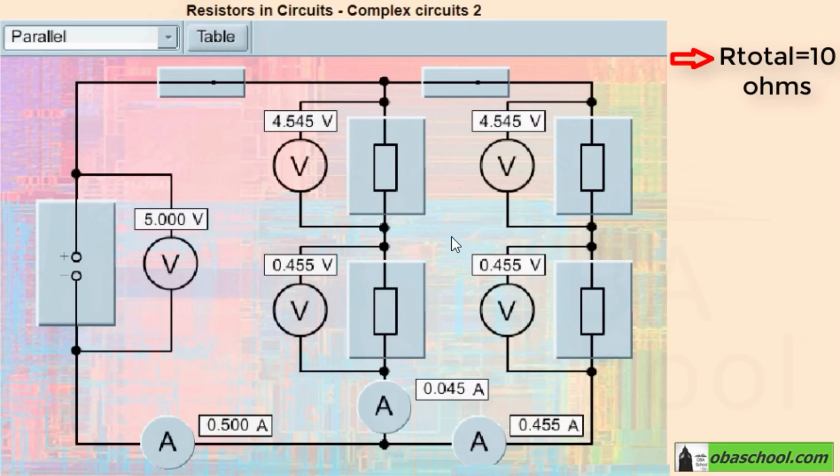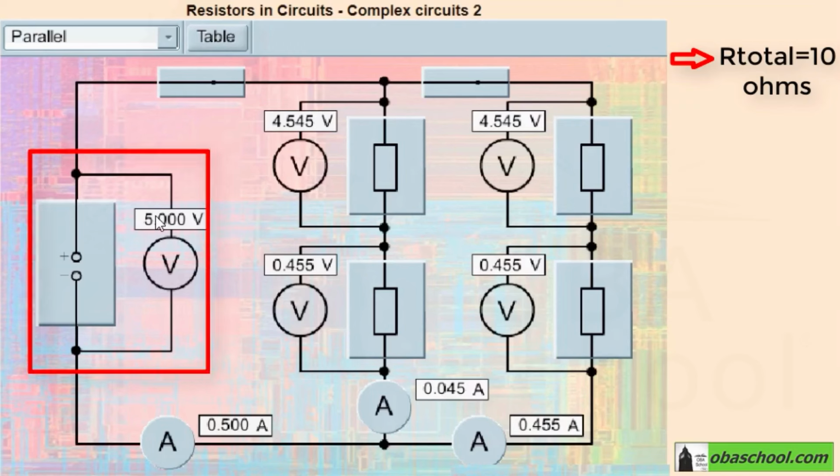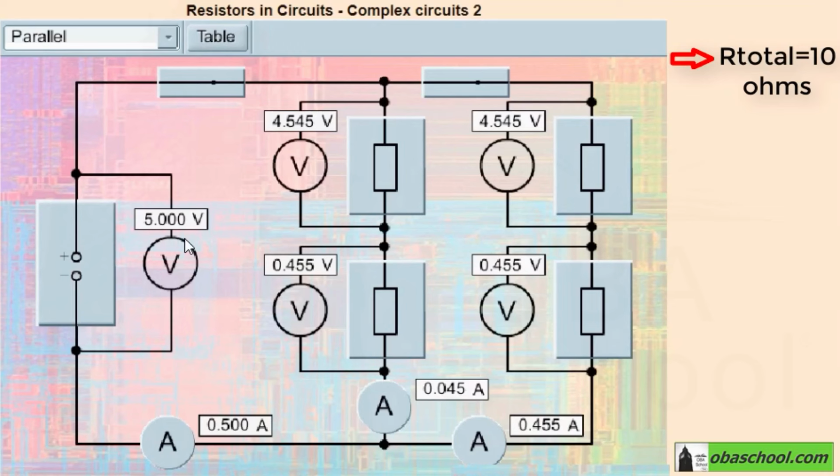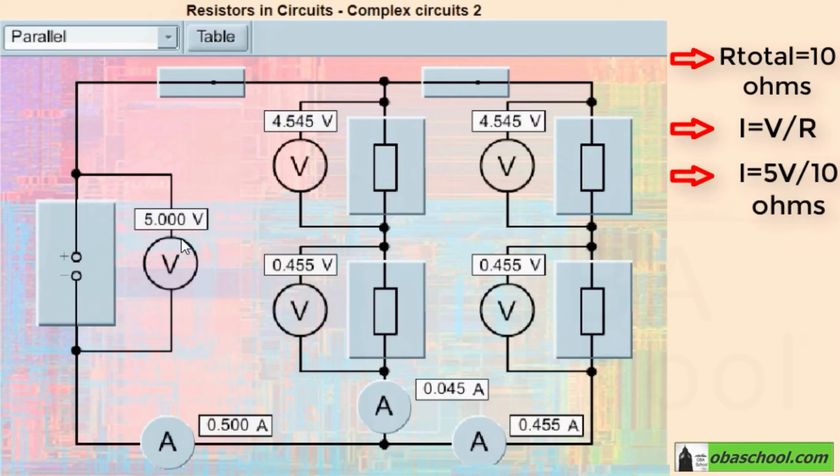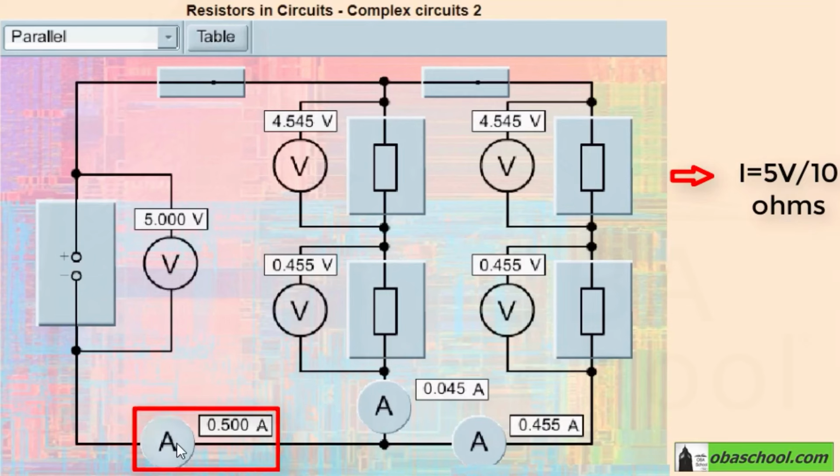Now, if we have a power supply of 5 volts, we can calculate the current using Ohm's law. The current equals the potential difference divided by the total resistance. So, it equals 5 volts divided by 10 ohms, which equals 0.5 amperes. And this is equivalent to the value of ammeter 1.